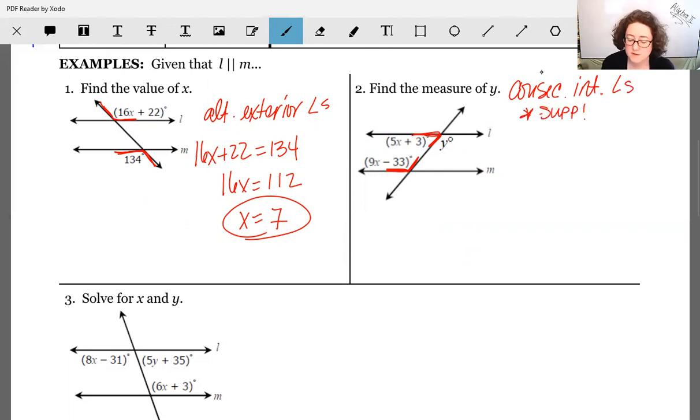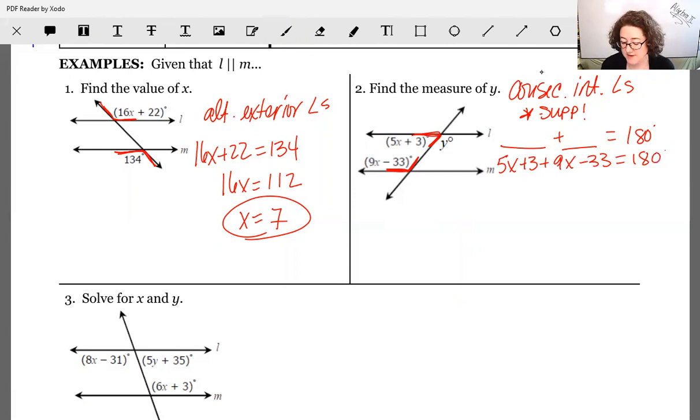In other words, this is one of those part plus part equals whole problems, and the whole is 180 degrees. So let's plug that in. 5x plus 3 plus 9x minus 33 equals 180. Combine your like terms. So 5x plus 9x is 14x. Positive 3 minus 33 gives us a negative 30.